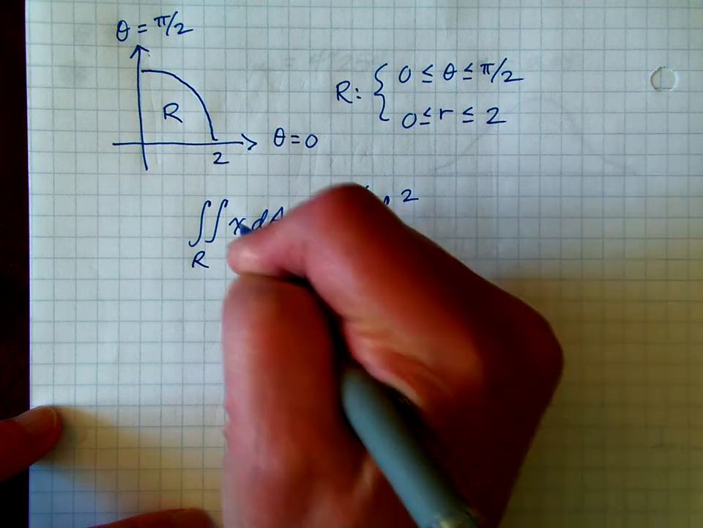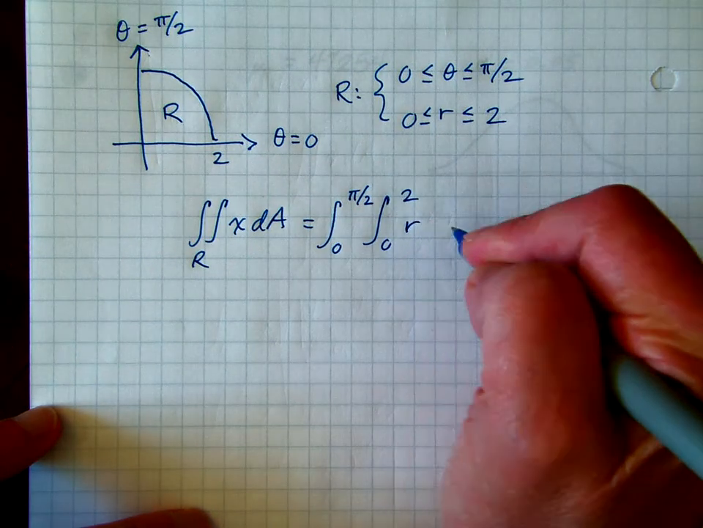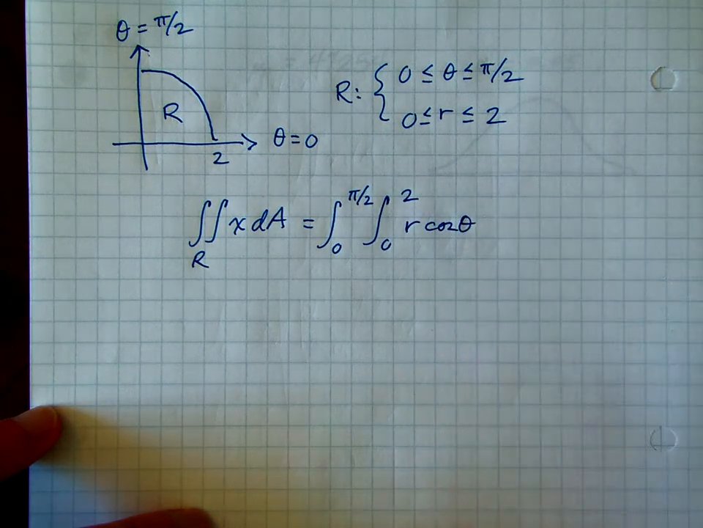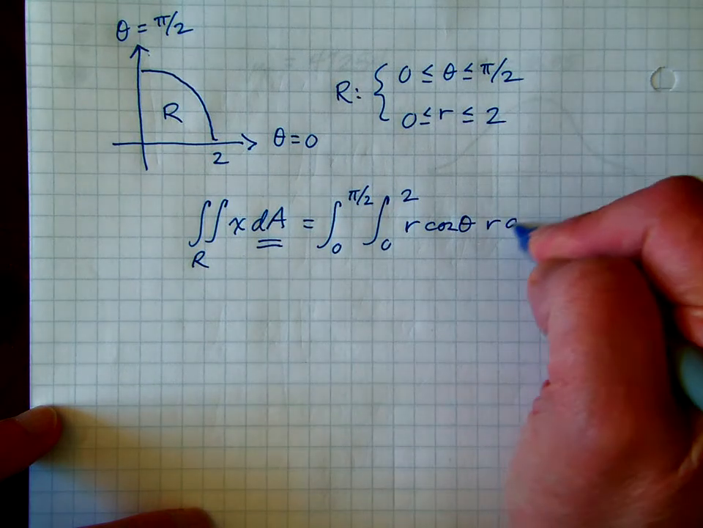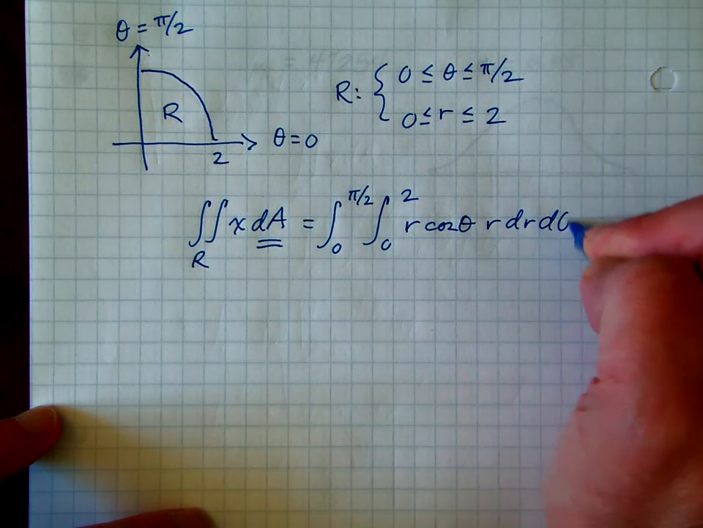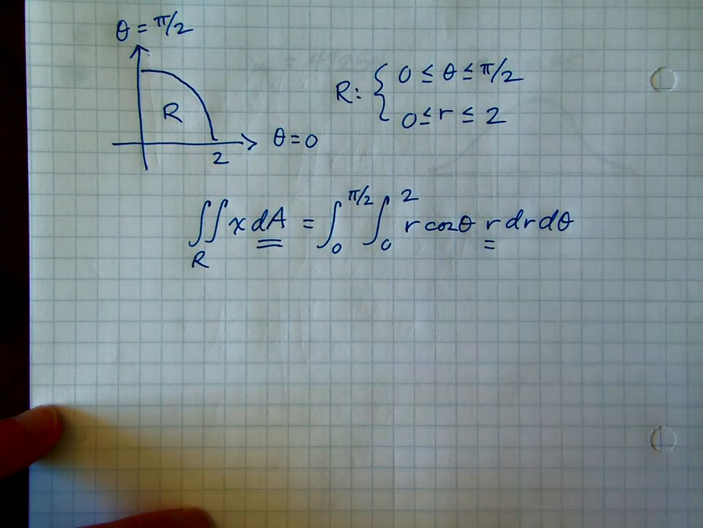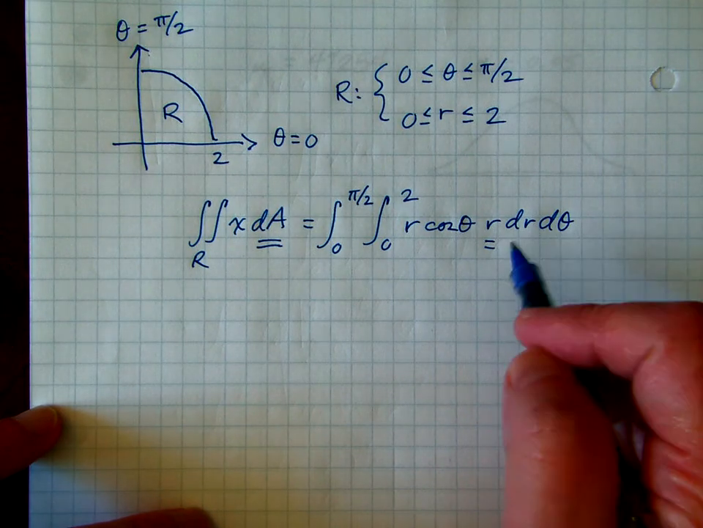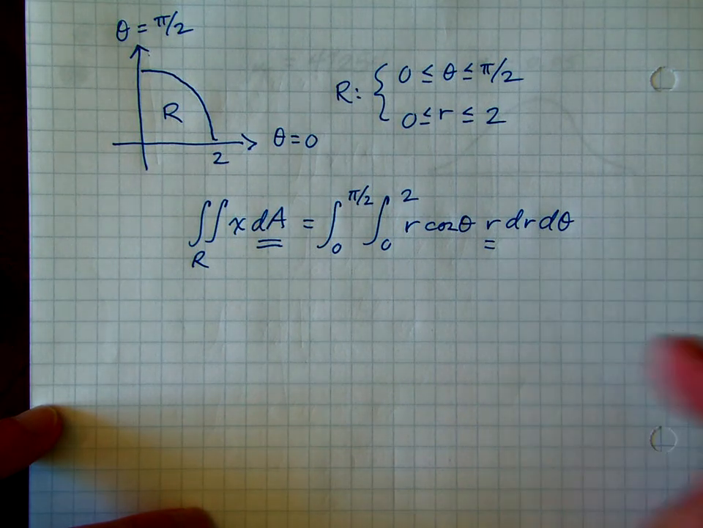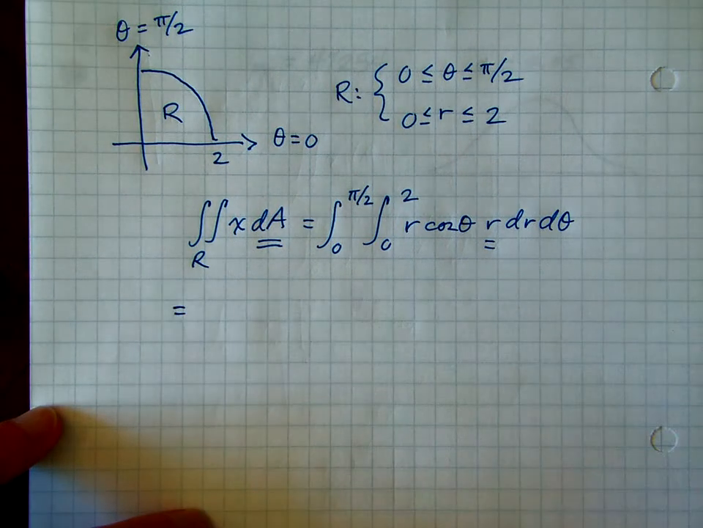We know what x is. In polar coordinates, it's just r cosine theta. And don't forget, here's dA, r dr d theta. Thou shalt not forget the extra r. Presumably you could have d theta dr, but usually it's r dr d theta that we use as the preferred order of integration.